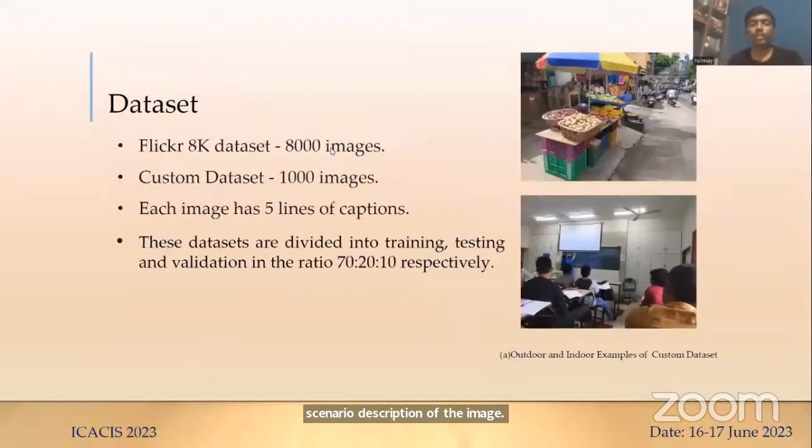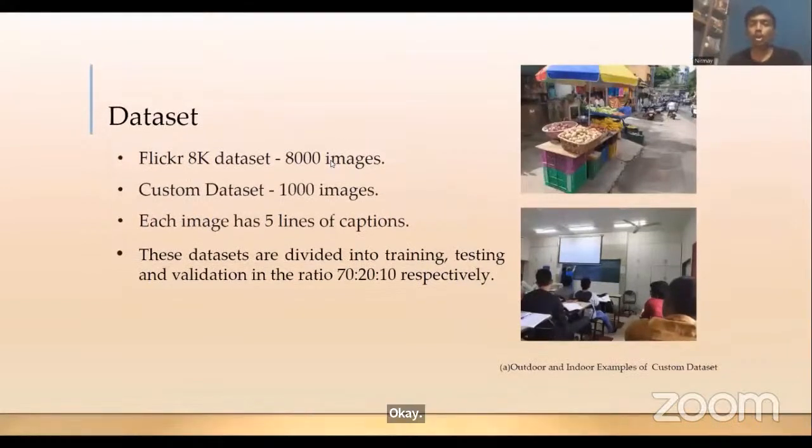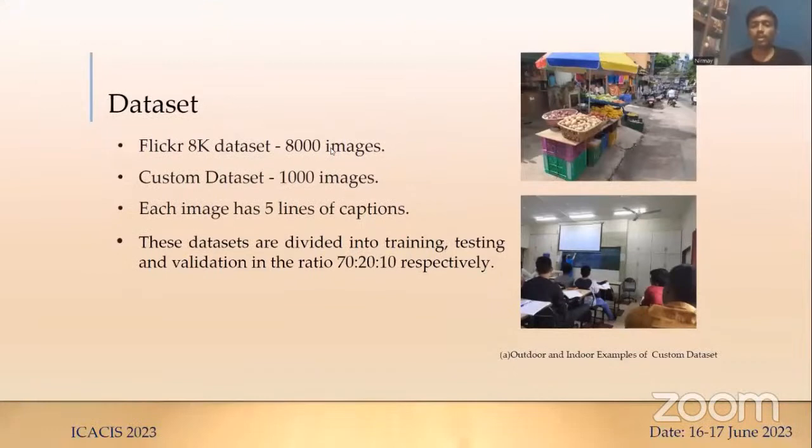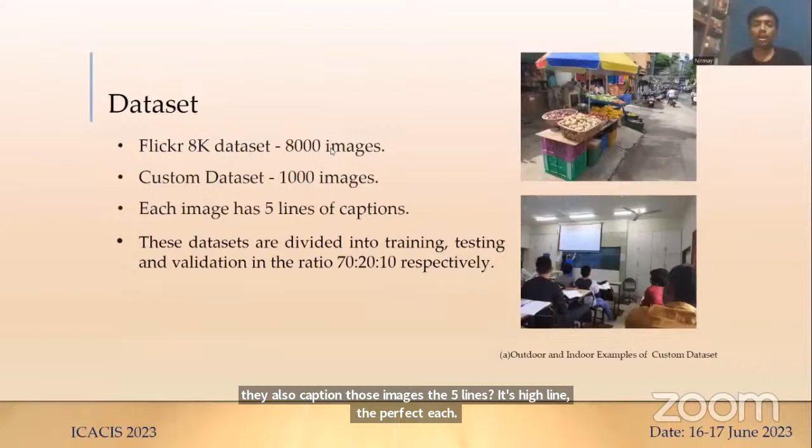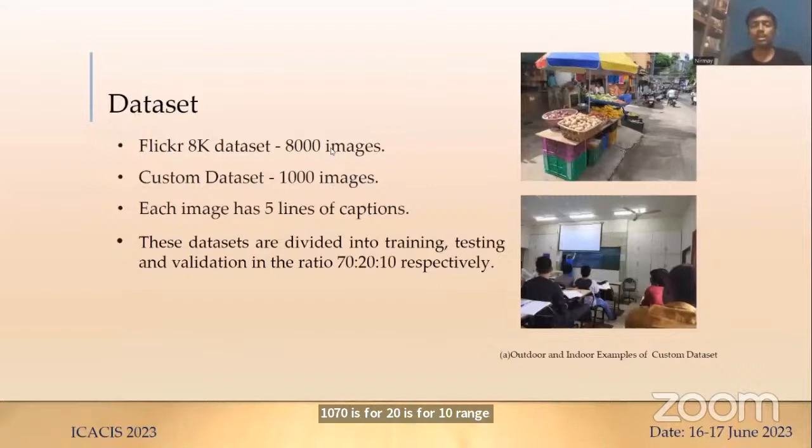For the dataset, we have trained the CNN and LSTM model architecture on the Flickr 8K dataset, which consists of 8,000 images. Further, we also collected a custom dataset, which consists of 1,000 images related to the Indian subcontinent context. We also captioned those images with 5 lines of caption each for a single image. These datasets were divided in a 70 is to 20 is to 10 ratio, where 70 represents training, 20 represents testing, and 10 represents validation of those datasets.